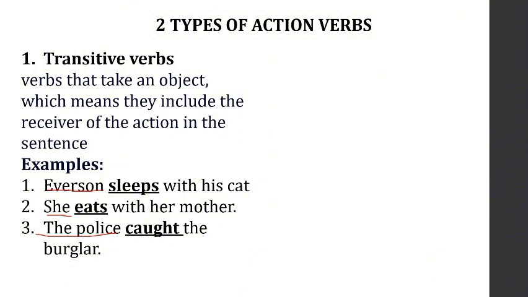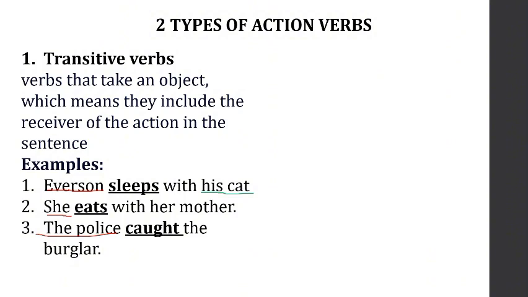In the first example, Emerson sleeps with his cat. Whom or what does Emerson sleep with? The answer is his cat. Therefore, his cat is the direct object.